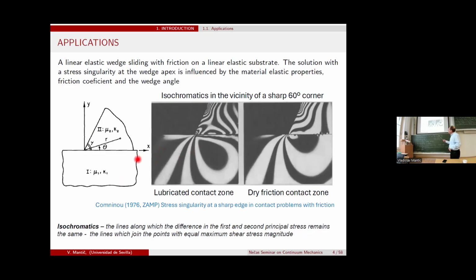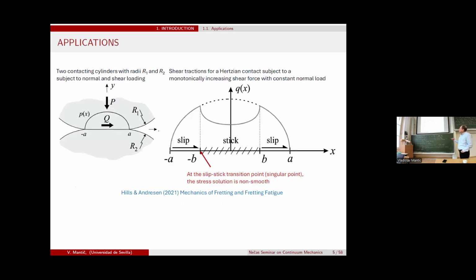Here is another example of a material corner. This is the tip of this bi-material corner. We have a wedge which is sliding in frictional contact over a substrate. These are plots of isochromatic lines, which characterize the difference of principal stresses. And we see that at this point, using these photoelasticity images, we observe a kind of stress singularity, or from a practical point of view, stress concentration. And again, we can expect that for some loading, a crack can appear there.